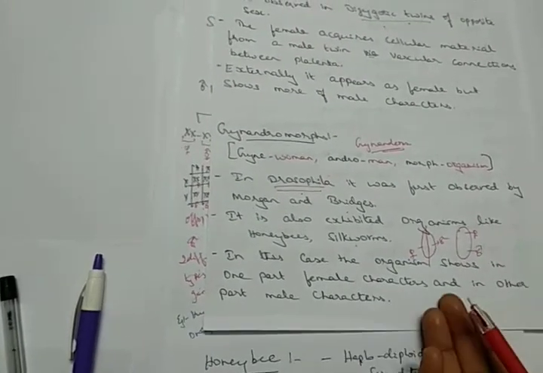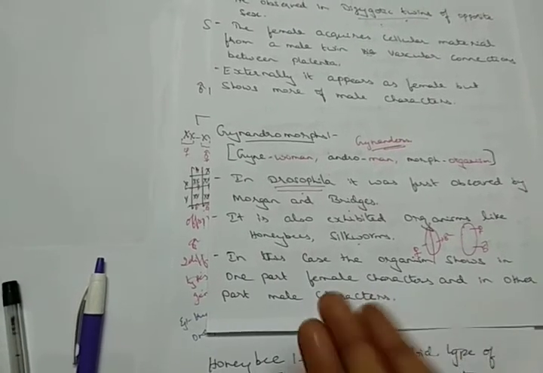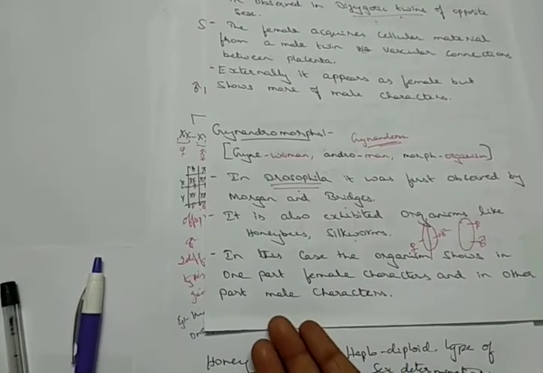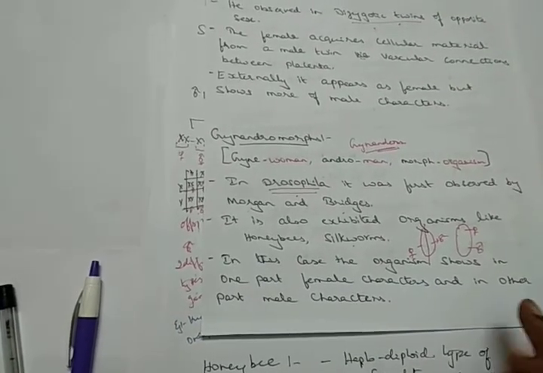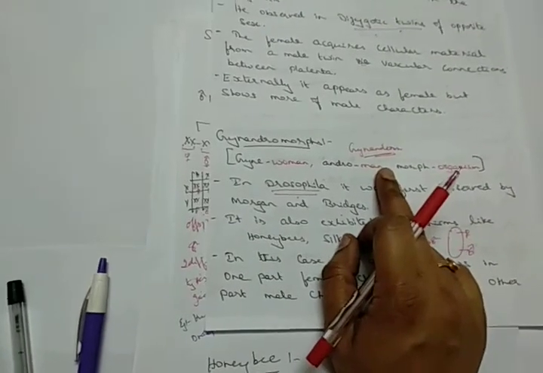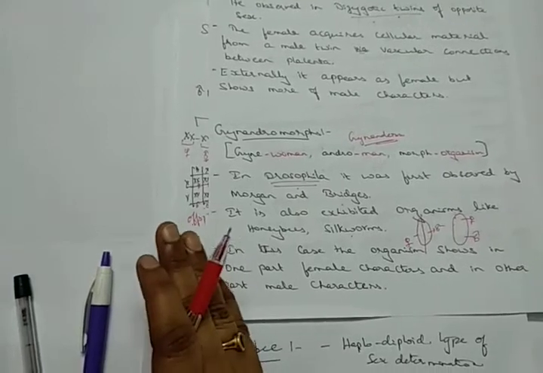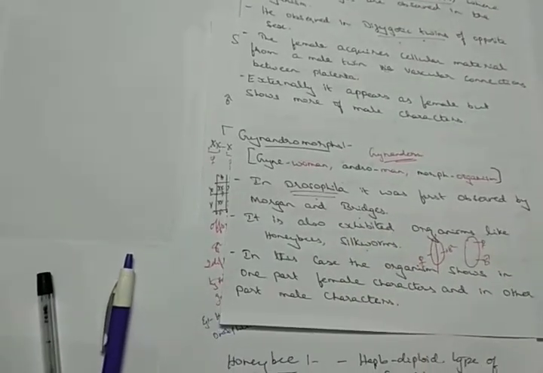Likewise, take the example of wings also. Usually the longer wings we consider as the male organism, and the females have shorter wings. If it is a gynander, then the Drosophila is going to have a male wing on one side and a female wing on the other side. So that is how the gynanders are formed.